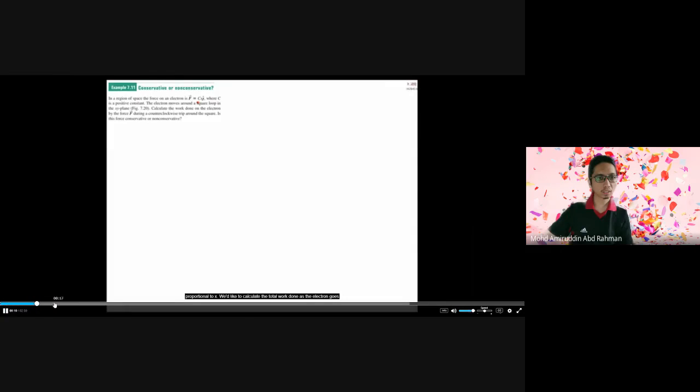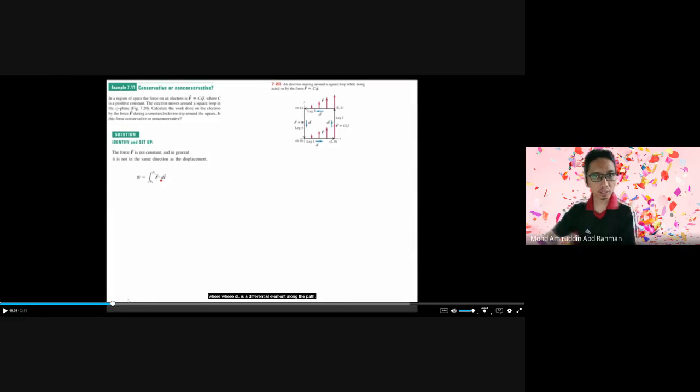Okay, so this problem is example 7.11. We're asking about the force when the electron is moving on a square. It is given that the force is CL, and j is just the direction of that. So we need to integrate all of these forces, F dot dl.